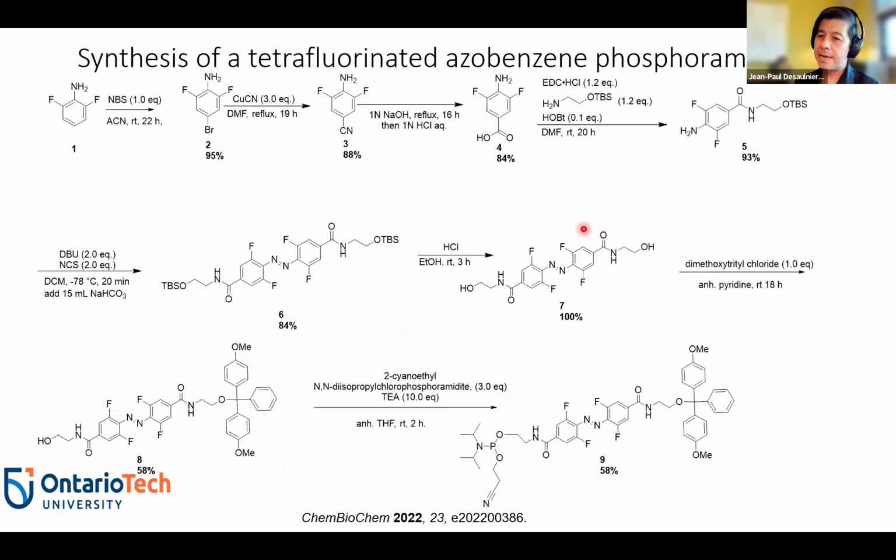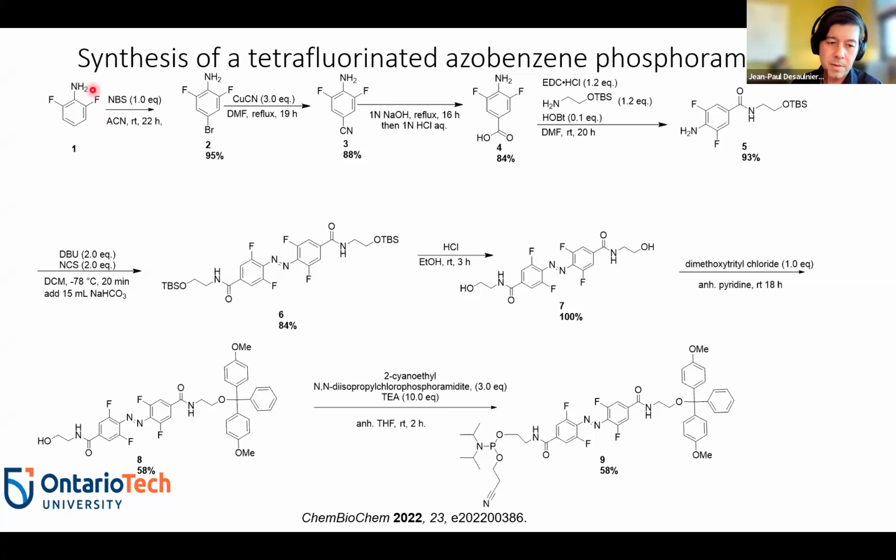So I had a very talented visiting PhD student from QTech in Japan. His name was Kota Tsubaki, and at the time we were facing this problem, and he learned and helped our group develop a synthesis to make a tetrafluorinated group that was amenable for RNA synthesis. So I'll briefly go through this.